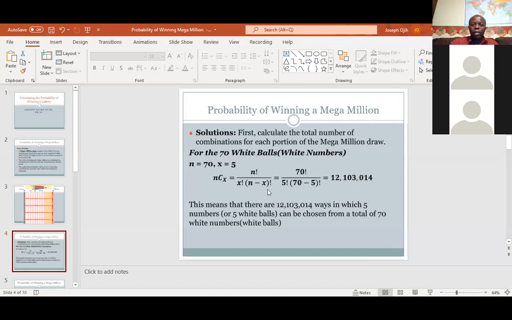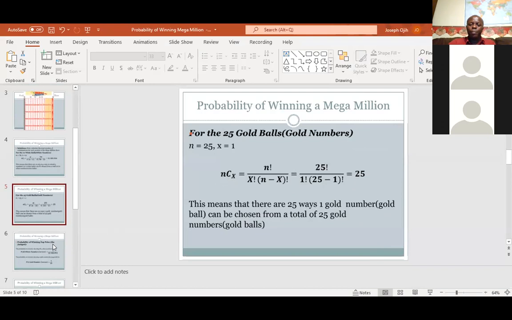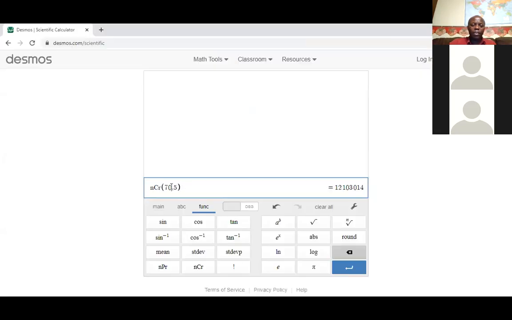Now you do the same for the Mega Ball. There are 25 numbers from which you select one to be the Mega Ball. So you do the combination as well. 25 for N and R is 1. So you got 25 combination 1, which gives us 25.